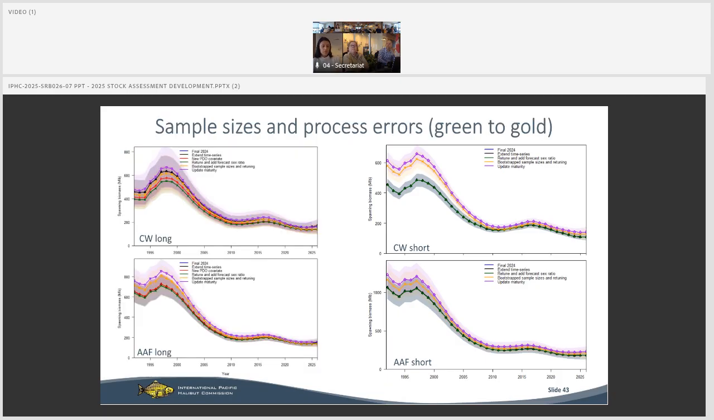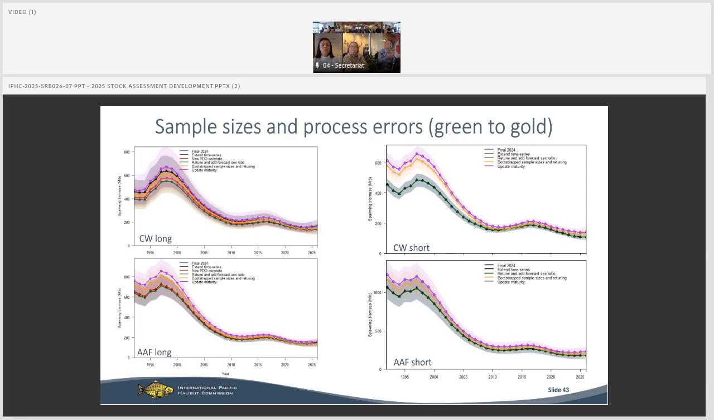And then the next step in the bridge is the bootstrap sample sizes and then retuning the process errors associated with the random walk selectivity. So this is green to gold, and this was the biggest effect on the model. And this is because it changes not only the relative weighting among some of the data sets, but it also changes the relative weighting of the time series. And in particular, it makes the historical data less informative.